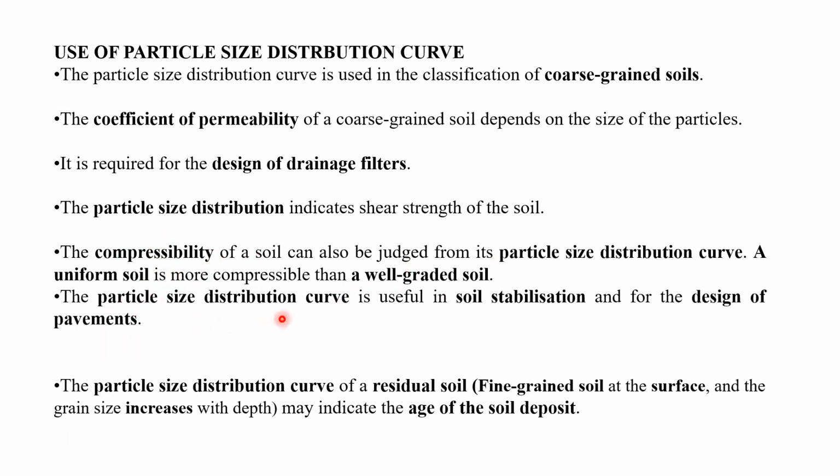The particle size distribution curve also gives an idea about soil stabilization and the design of pavement. Whenever you are going for road construction, what do we have to do? We have to collect the soil sample from the subgrade material. Subgrade is nothing but the soil on which you are going to construct the road or the pavement. So the particle size distribution indicates whether your subgrade soil is well graded or poorly graded.